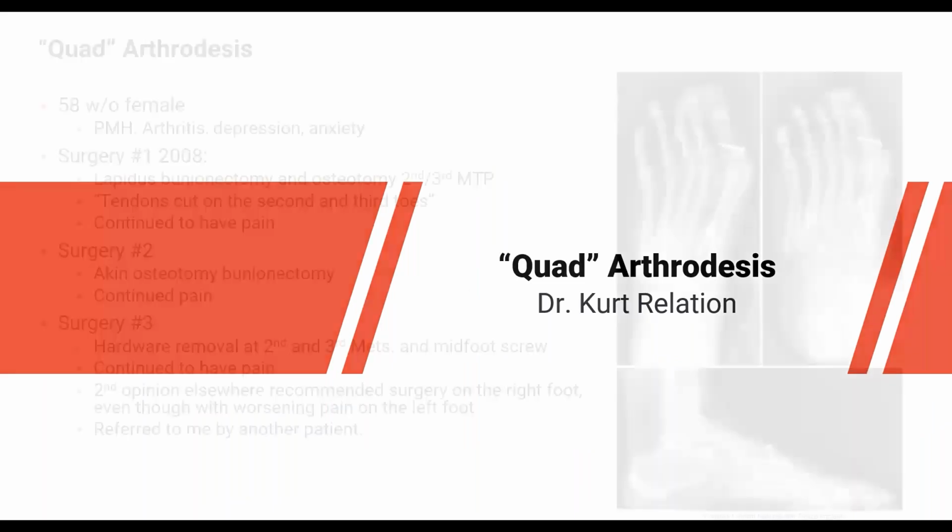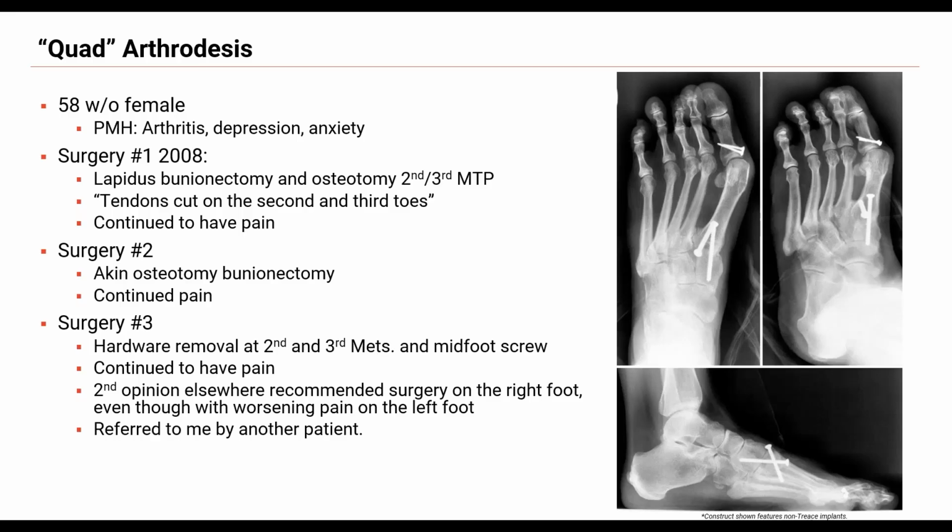Yeah, thanks. So this is a case on the quad. A patient comes into your office and she has a history of depression, anxiety, and you look at her history and you know why. She had her first bunion surgery in 2008, had a Lapidus, osteotomies on 2 and 3, something with the toes. She wasn't sure, but she still had pain. Surgery number 2 was an Akin, and lo and behold, she still had pain. Then she had a third surgery, all from the same doctor, took out hardware on 2 and 3, said maybe that's the cause of your pain, and there was a transverse screw going across the first and second metatarsal bases. So they took that out, but she still had pain.